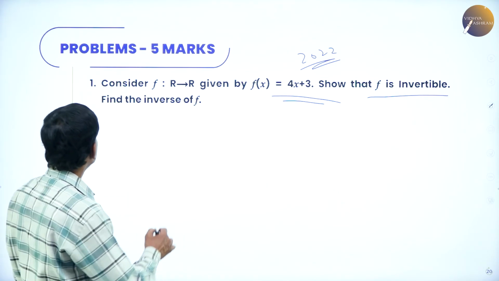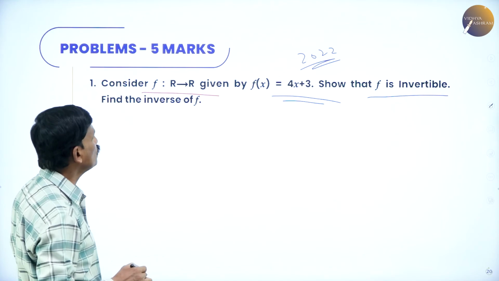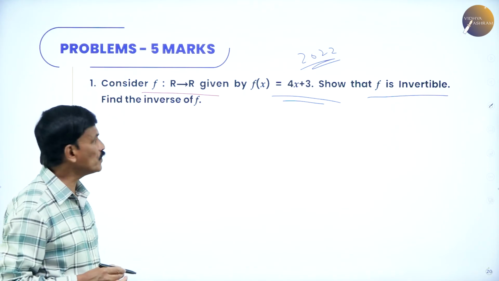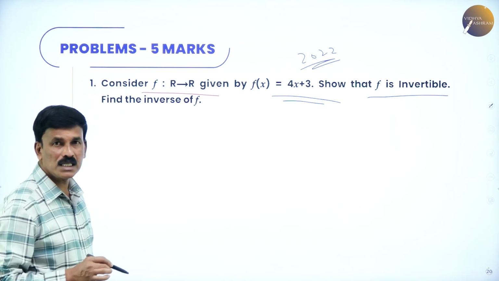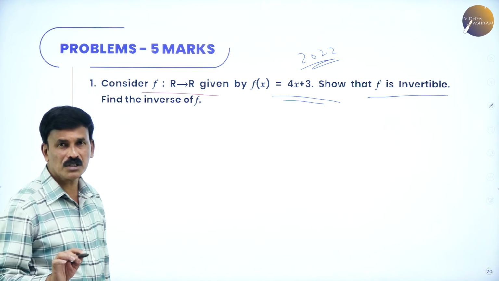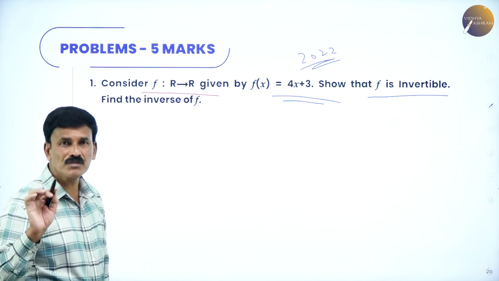What is given? A function f from R to R is given by f of x is equal to 4x plus 3. Show that f of x is invertible and hence find the inverse. Now first find out whether it is invertible or not. To verify if it is invertible or not, verify whether it is one-one and onto.